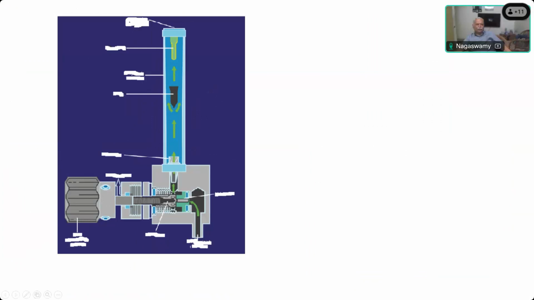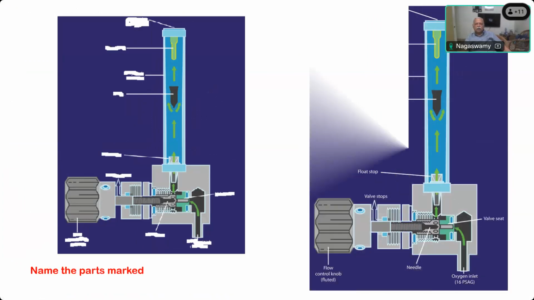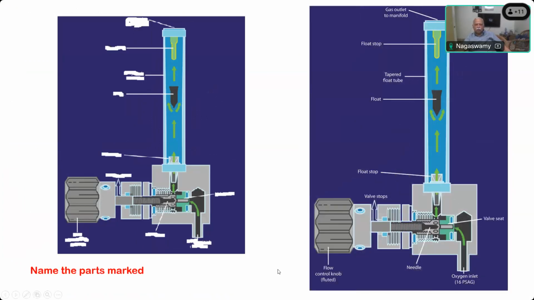Always try to start from this. This is the knob. This is the fluted knob. Then there is a pin going there. Okay, we'll see the parts here. So the flow control knob is fluted. Different sizes of fluting will be there for oxygen and nitrous oxide. Why is that different fluting there? What is the purpose?